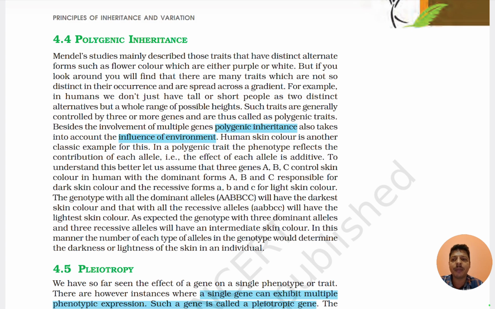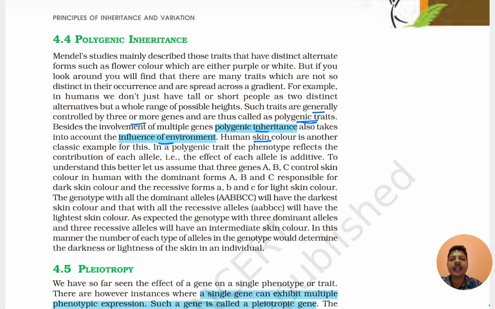And if you come to human beings, there are not just tall or short people, but also many people of medium height. Such traits are generally controlled by 3 or more genes and thus called polygenic traits. Besides the involvement of multiple genes, polygenic inheritance also takes into account the influence of environment. Human skin color is a proper example of this.